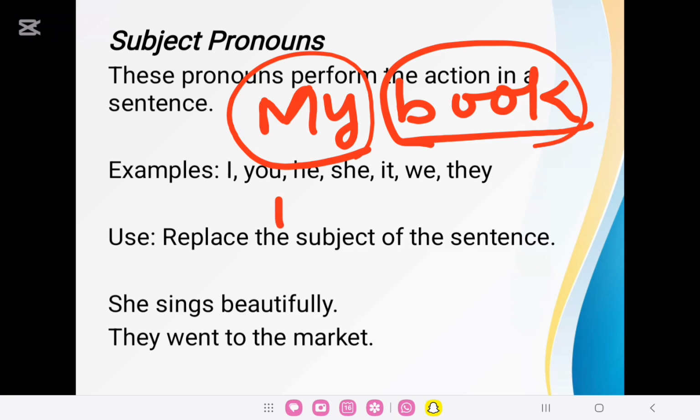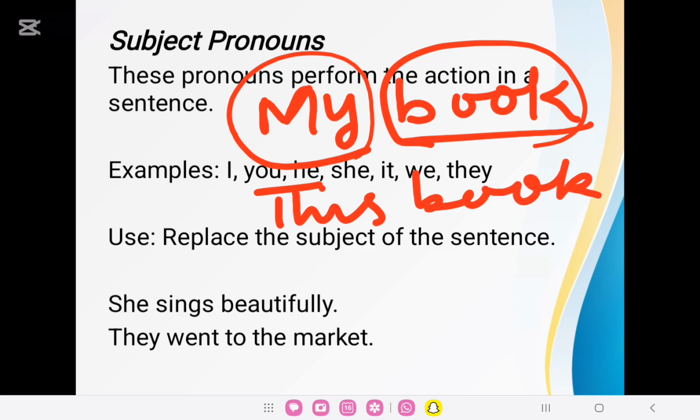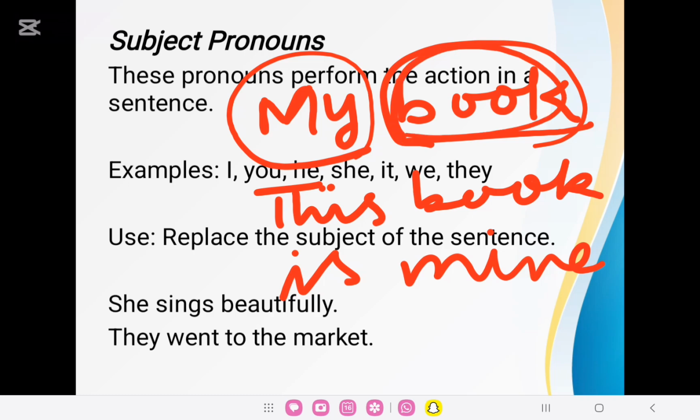But if I say this book is mine, now I cannot say this is mine book. I cannot say that. So an adjective needs a noun after it, whereas a pronoun doesn't need that. We complete our sentence after mine. This book is mine. The noun comes earlier. So mine is a pronoun, whereas my is an adjective.